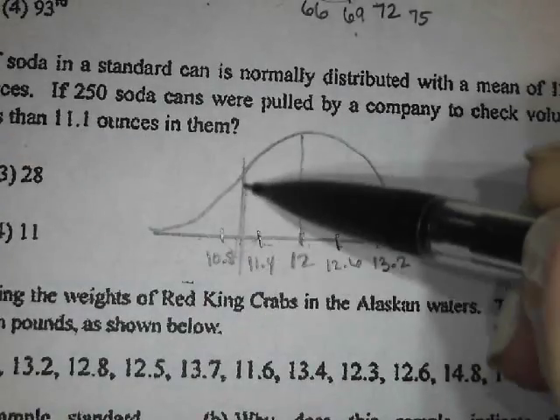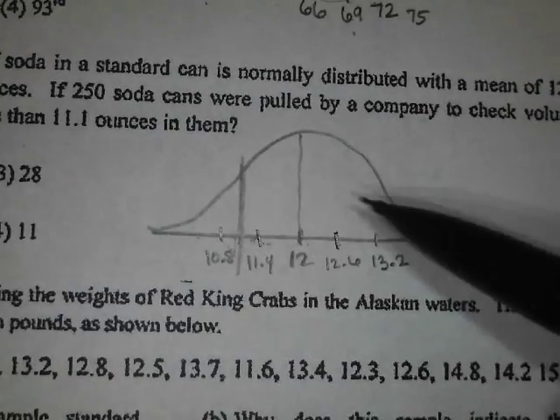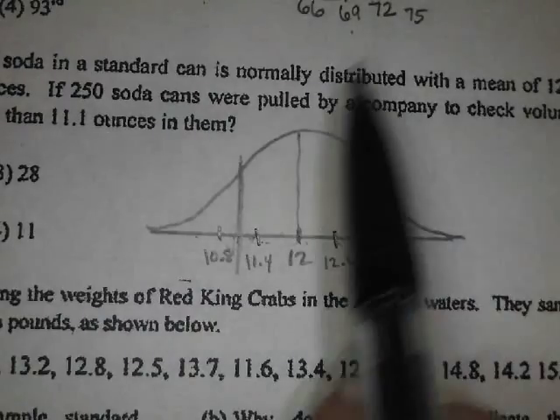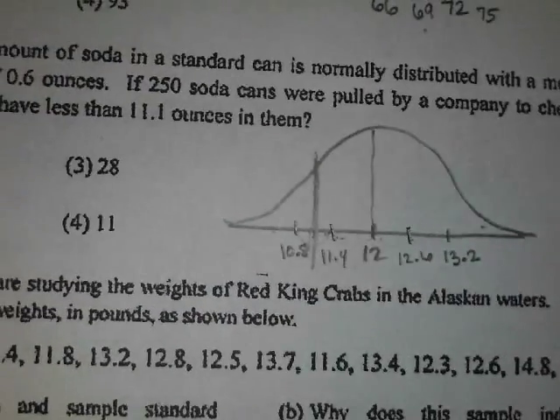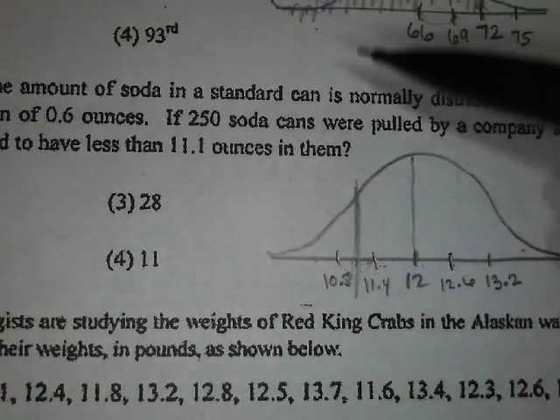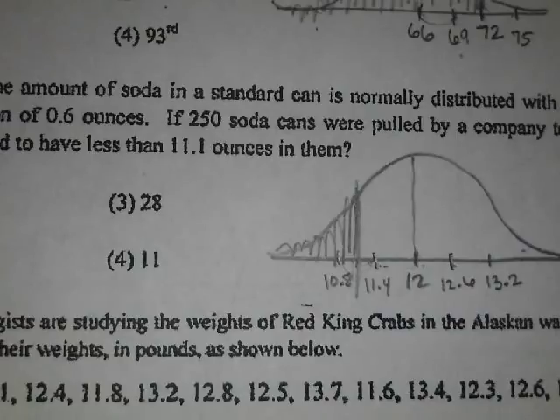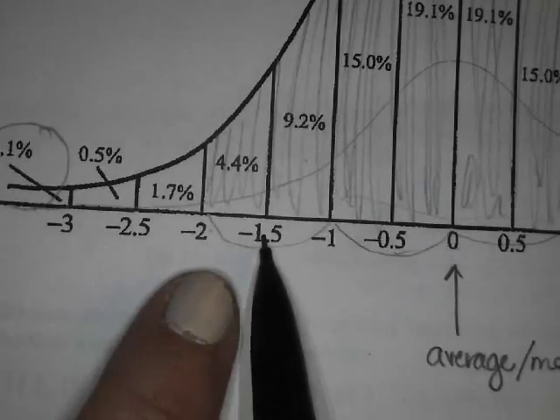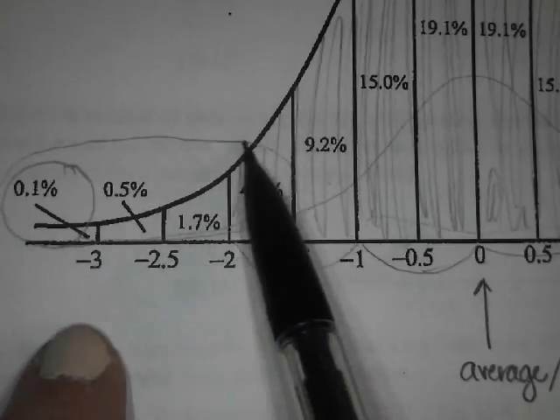Now, our chart is always going to give us percentages. This is asking us for how many. We'll get there, but come up with the percentage first. Less than 11.1 ounces means you're less than 1.5 standard deviations below. So that's all of these numbers, agreed? Add those all up for your percentage.